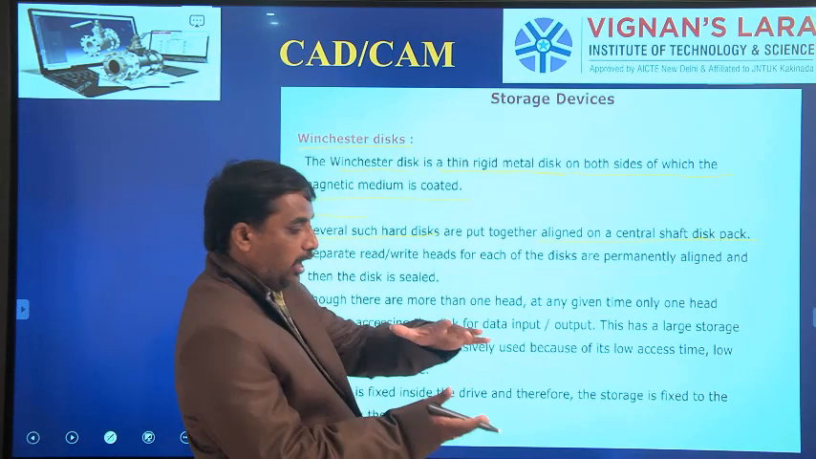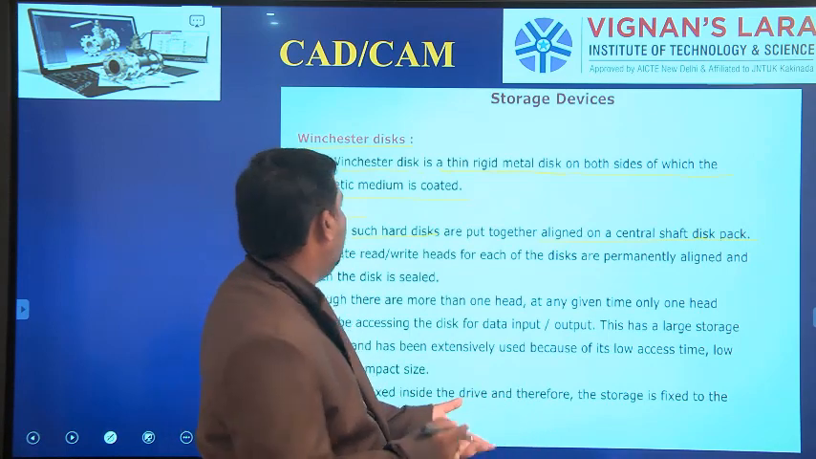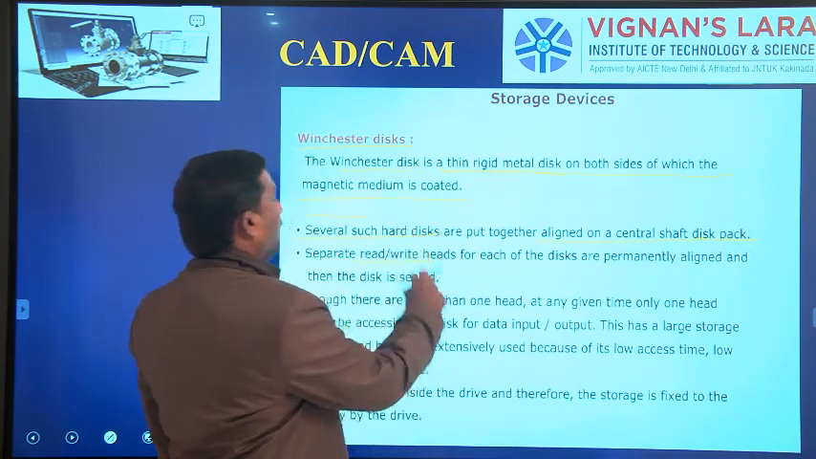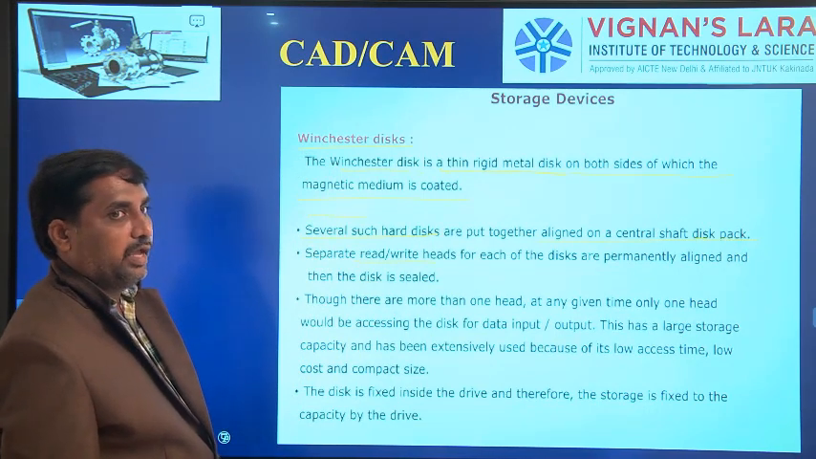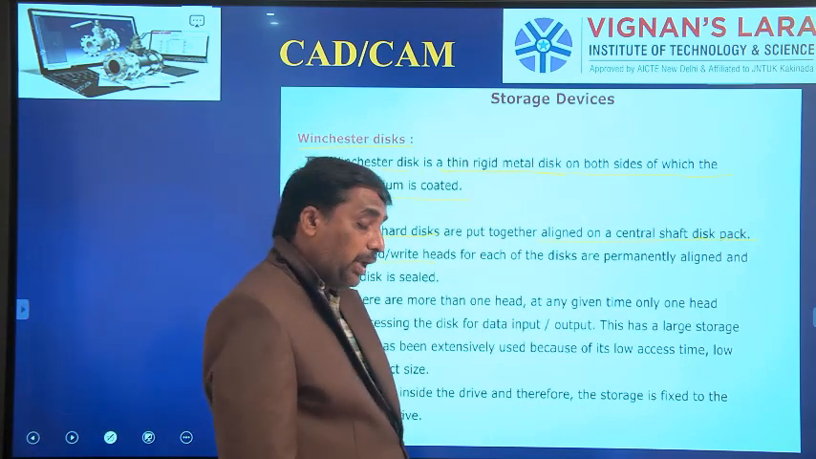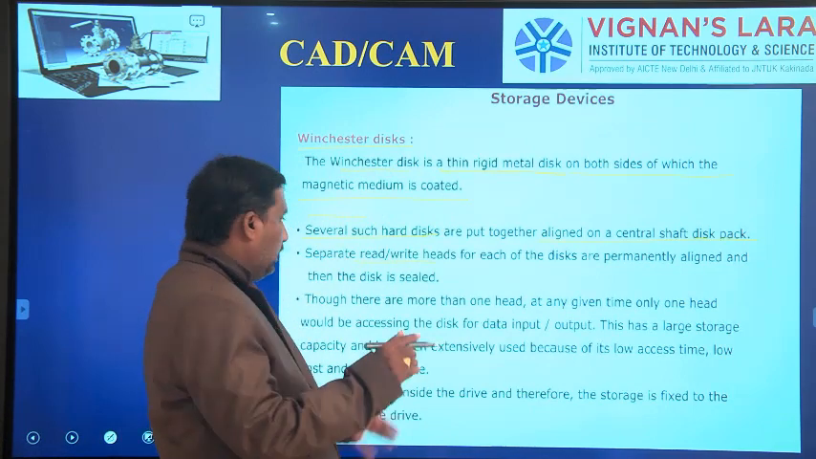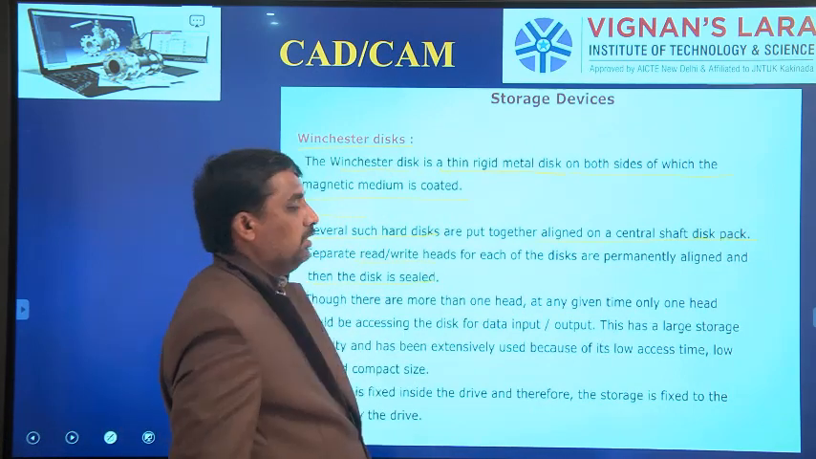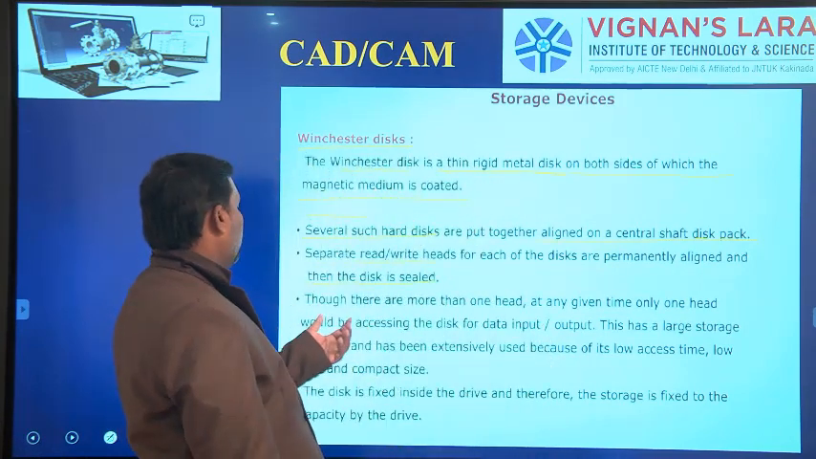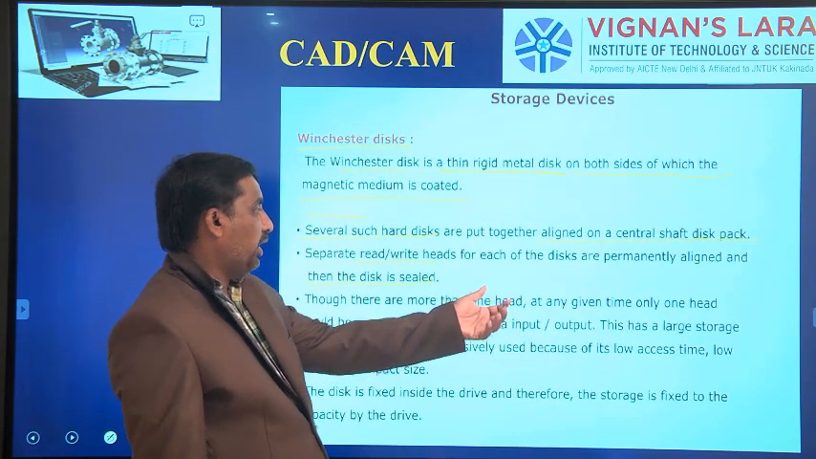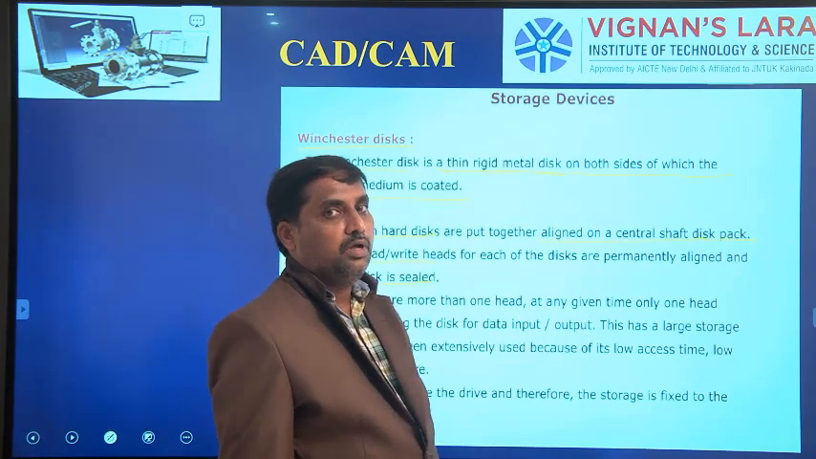There are so many disks. Each disk contains its own read and write head, for which the disks are permanently aligned. That means each disk permanently has its read and write heads, and then the disk is sealed. They are packed in a single pack and sealed. Though there are many heads, at any given time only one head would be accessing the disk for data input and output.